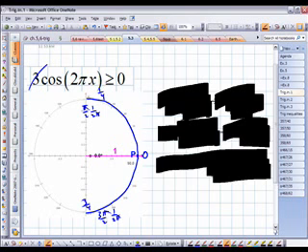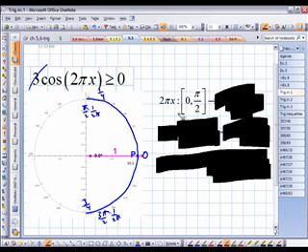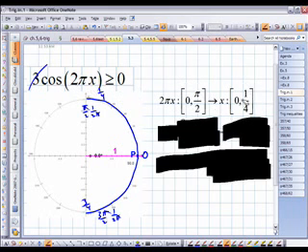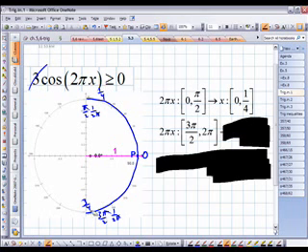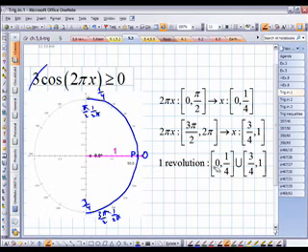So what we can see here also is we say 2 pi x is what we have originally. That's from 0 to pi over 2. That's first quadrant. Divide by 2 pi. You end up getting 0 to 1/4. And then again, we've got 2 pi x in the fourth quadrant, which is 3 pi over 2 to 2 pi. Divide by 2 pi. You get 3/4 to 1. So the overall solution for one revolution is 0 to 1/4, including the endpoints, and 3/4 to 1, including the endpoints. It's greater than or equal to.